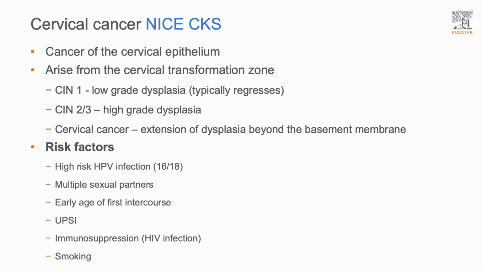There are several precancerous variants of cervical cancer before carcinoma develops. These are described as cervical intraepithelial neoplasia with a grading from 1, 2 to 3. CIN1 describes low-grade dysplasia, which typically regresses. CIN2 and 3 describe high-grade dysplasia. And cervical cancer describes extension of dysplasia beyond the basement membrane.